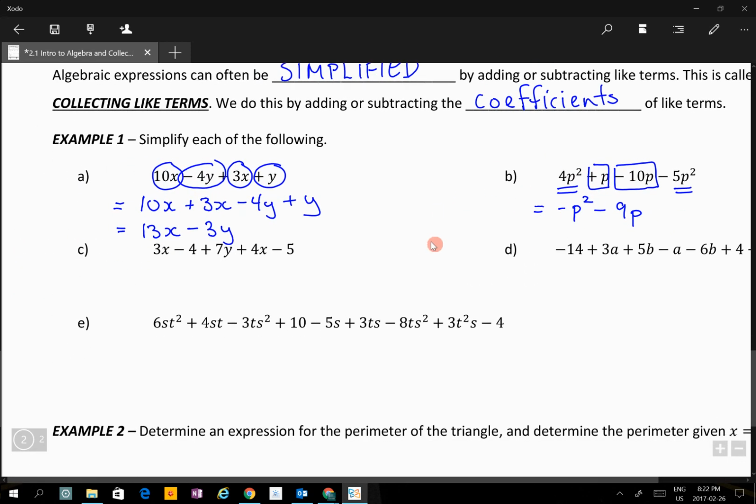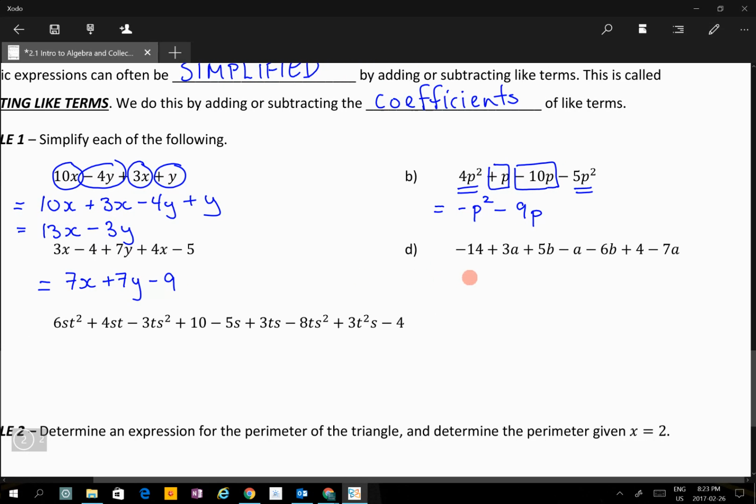All right, looking at C, I'm going to go through these ones a little bit quicker now. So collecting like terms, let's collect the x terms. So 3 plus 4 is 7x. I have a lone 7y over there. And I have my constant terms. So you have to collect the constant terms as well. So minus 4 minus 5 becomes minus 9. Minus 4 take away 5 is minus 9.